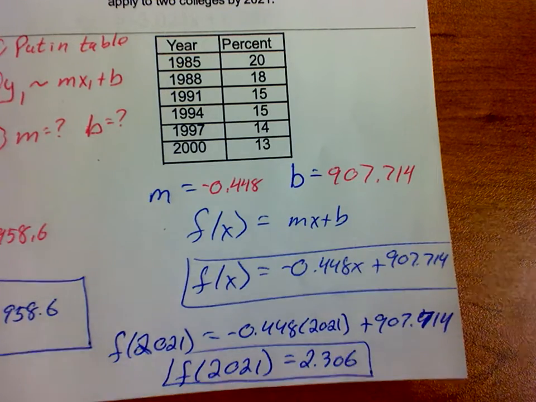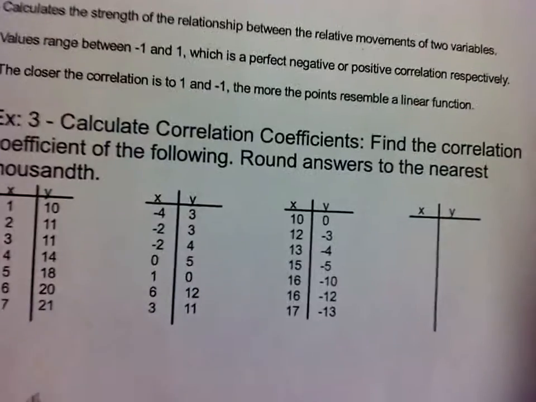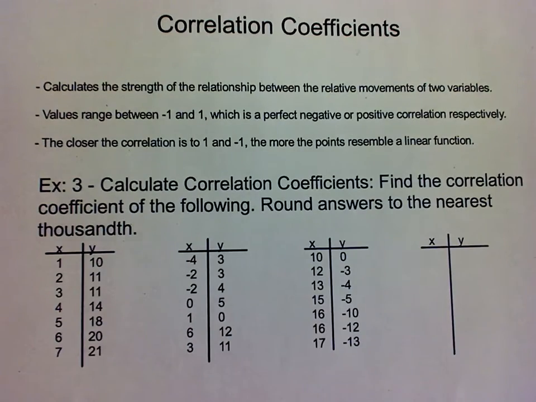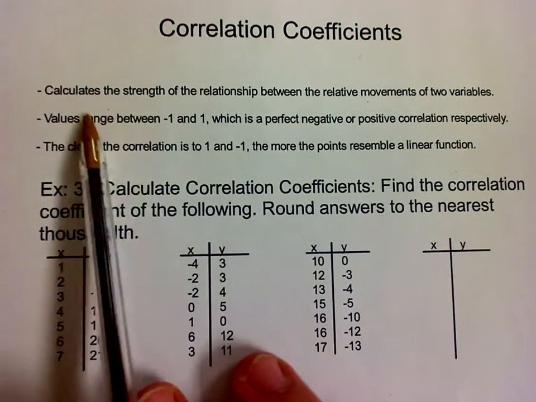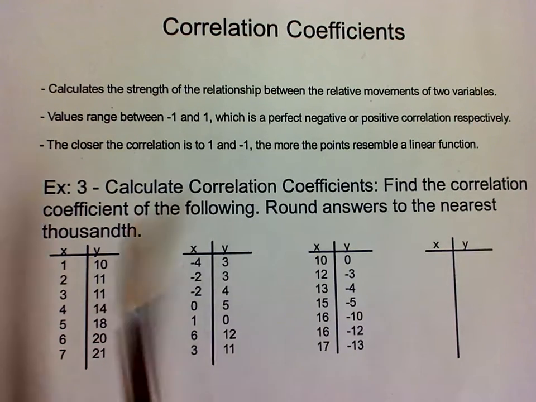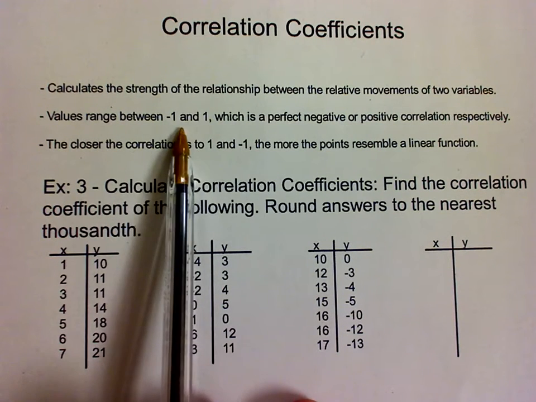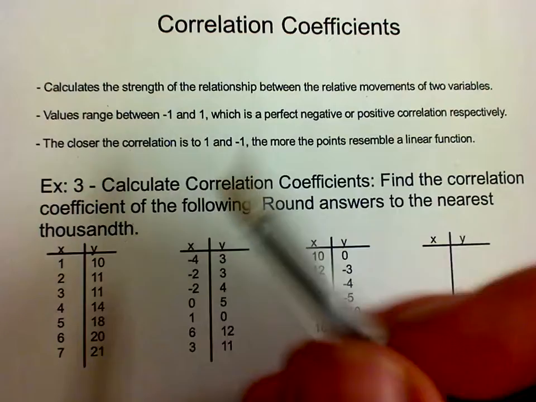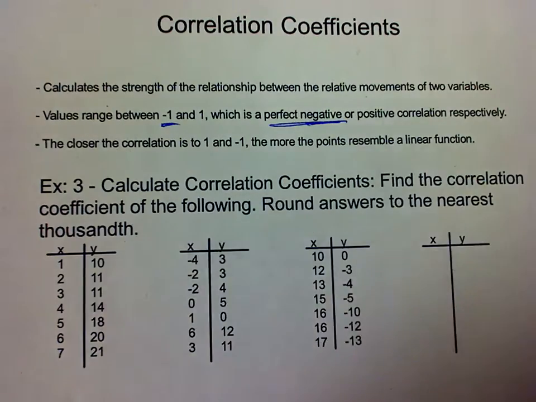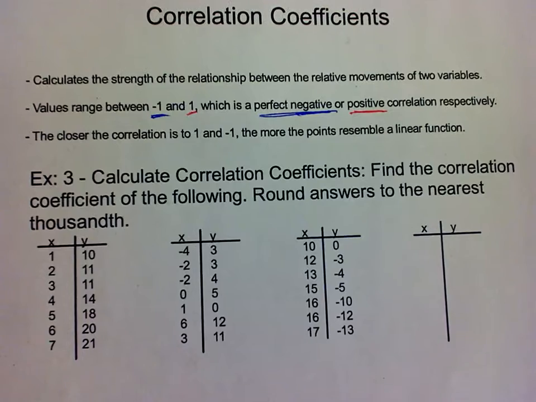Okay. All right, now we're going to move on to talking about correlation coefficients. Correlation coefficients calculate the strength of relationship between the relative movements of 2 variables, which for what we're dealing with here is the movements between the x and the y variables. The values range from -1 to 1, in which case -1 is a perfect negative correlation, while +1 is a perfect positive correlation.